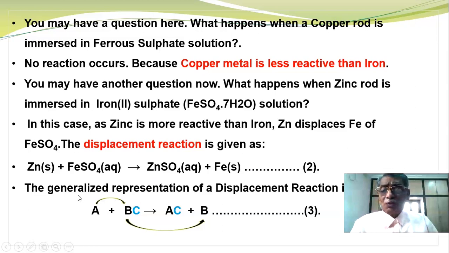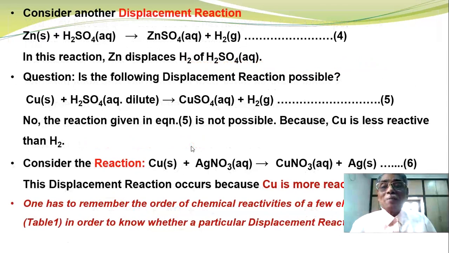Now, the generalized representation of a displacement reaction is: A represents one element, BC represents a solution, then A plus BC gives rise to AC plus B. That means A has displaced B from the solution of BC and the solution becomes AC and then B is thrown out. Okay. So this is a generalized representation of any displacement reaction.